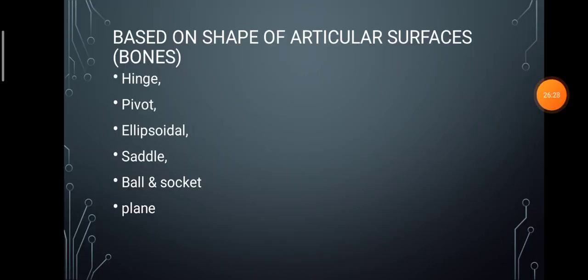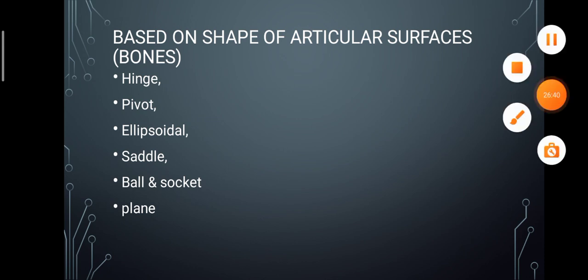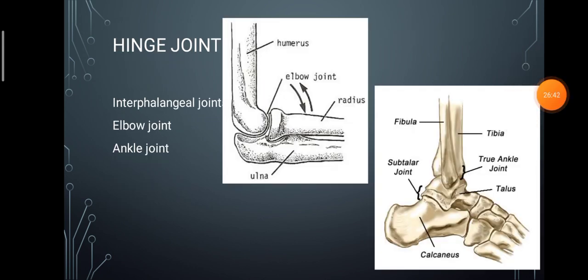Now based on the shape of articular surfaces of bones, you can divide synovial joints into hinge joint, pivot joint, ellipsoid joint, saddle joint, ball and socket joint and plane joint. Now regarding hinge joint, as you already know, it is a uniaxial joint. Movement occurs in one plane, permitted only in one axis. Here flexion and extension only is possible. Example, elbow joint.